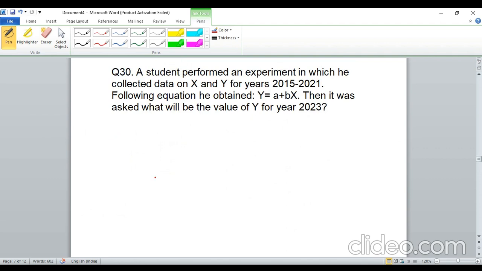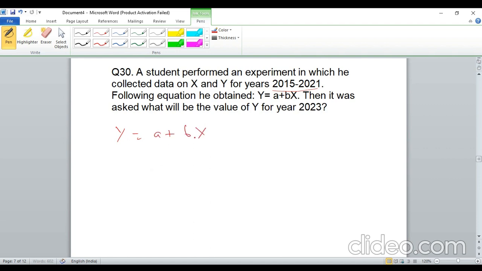Okay, next question, guys. Question number 30. Here, there was a student who performed an experiment in which he collected some data on X and Y for the years between 2015 to 2021, and he obtained the following equation: y is equal to a plus bx.